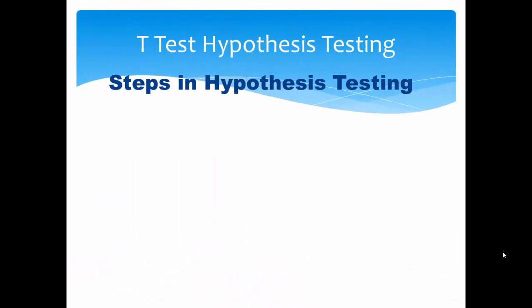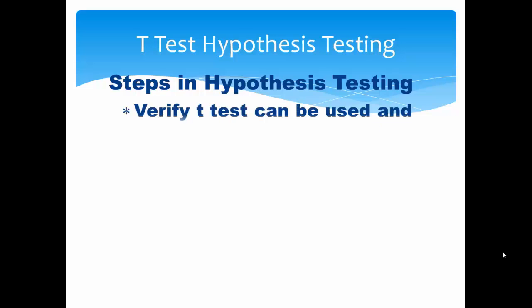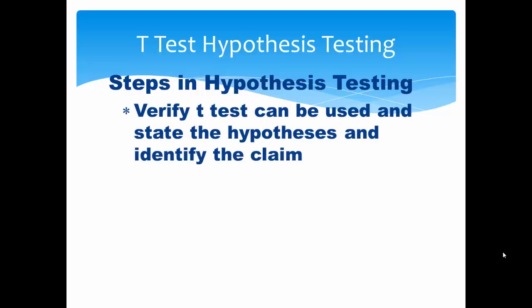Now let's talk about the steps that we would use in hypothesis testing in general and the t-test in particular. The first thing that we would do in the case of the t-test would be to verify that it actually could be used. And once we have verified that, we would state the hypotheses and identify the claim. I'll go into some detail on that in a few minutes.